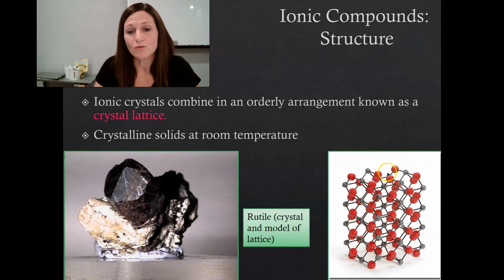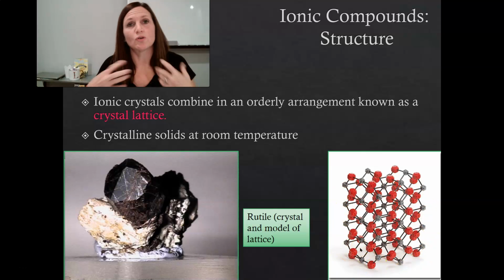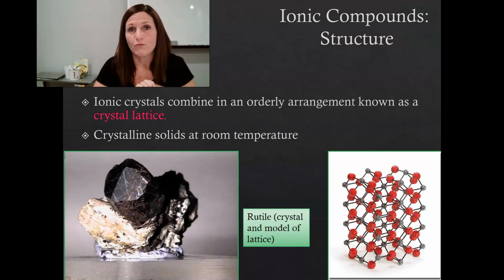The formula unit is the single red with the single gray piece. The crystalline lattice is this whole structure that we're seeing here. So a crystalline lattice is a compound made from all of the repeating formula units of an ionic compound.